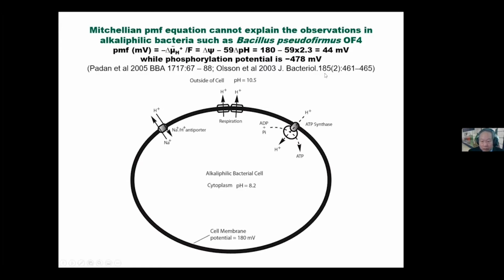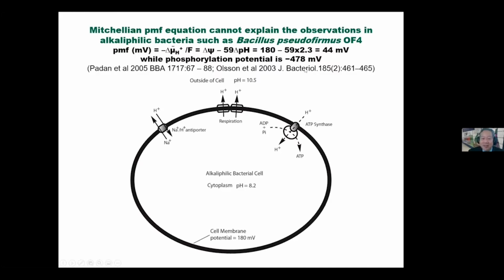Now, according to Mitchell's hypothesis, the proton concentration or the pH difference from outside to inside, okay? Now outside is 10.5 and you subtract, times 2.3, right? This 59 is just a constant, like the RT constant, and there's a temperature. So if you calculate with the textbook equation, the proton motive force is only 44 millivolts. How much is required to drive ATP making? You require 478 millivolts. So even using 3 or 4 protons, it's not enough.